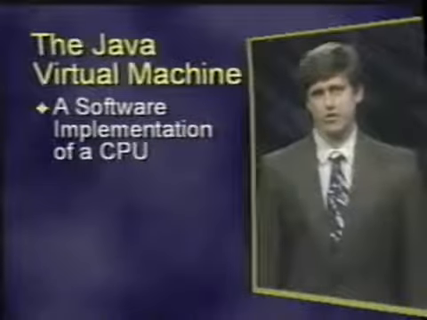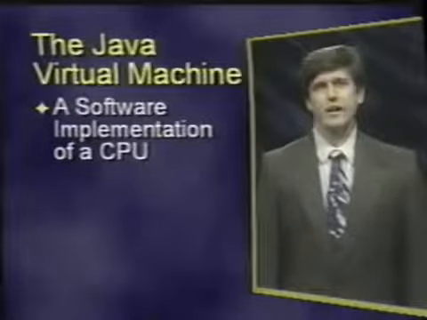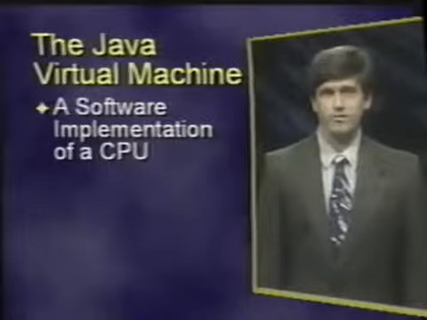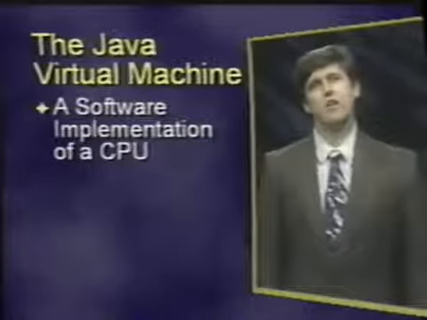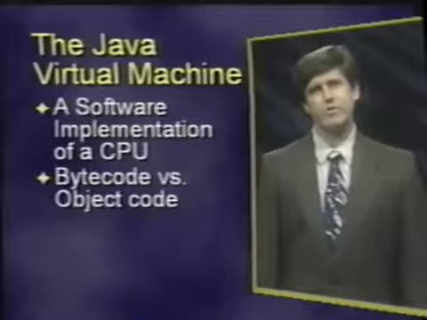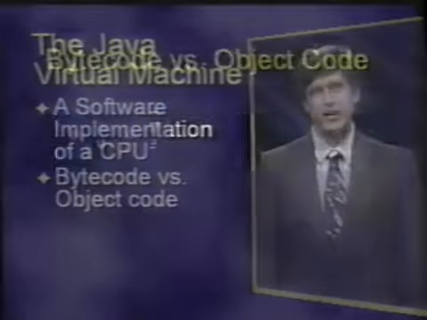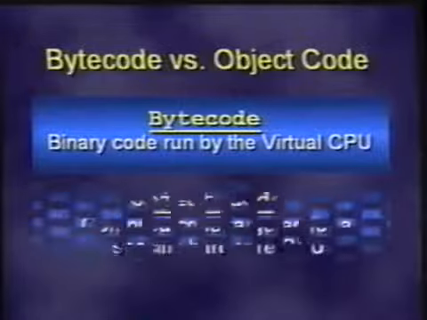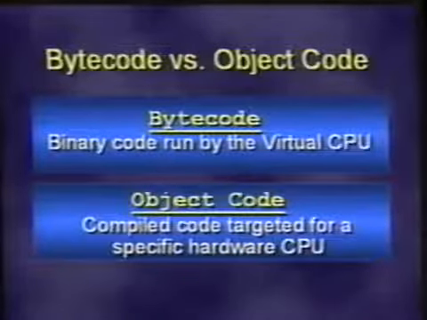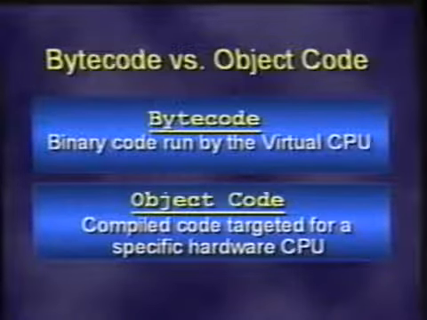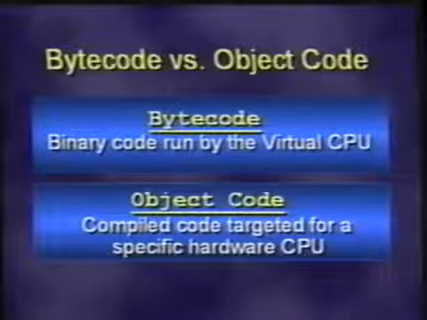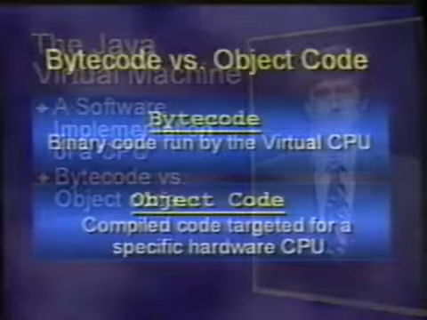Let's talk a little bit more about the Java virtual machine. First of all, the Java virtual machine is a software implementation of a CPU. In other words, it's a program that somebody wrote to pretend to be a CPU. Now, the second thing, I want to talk a little bit about bytecode versus object code. Bytecode is the binary code that's run by this virtual CPU. Object code is compiled code that has been targeted to some physical CPU, such as a Motorola chip or a Pentium chip or a MIPS chip.